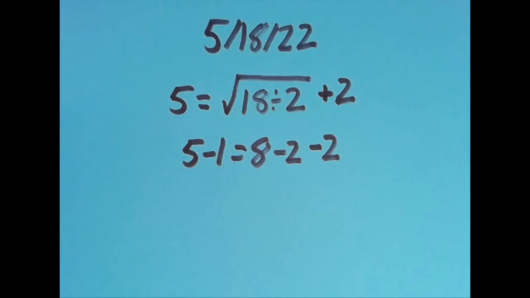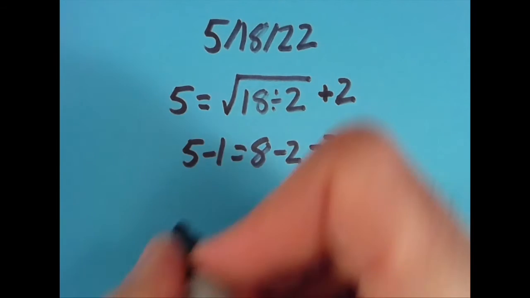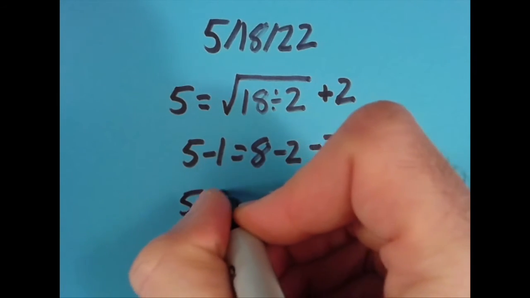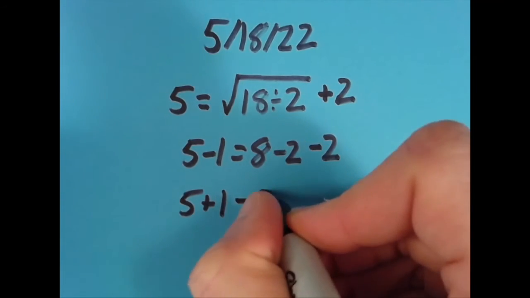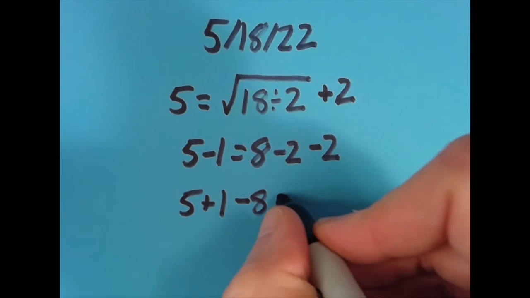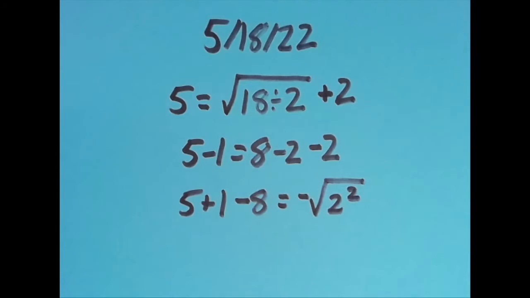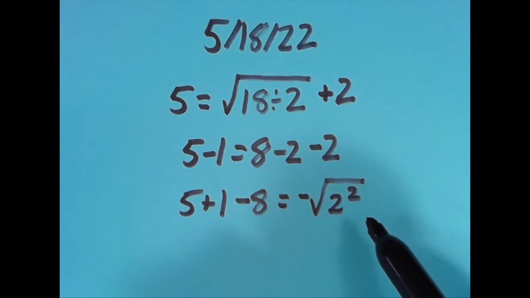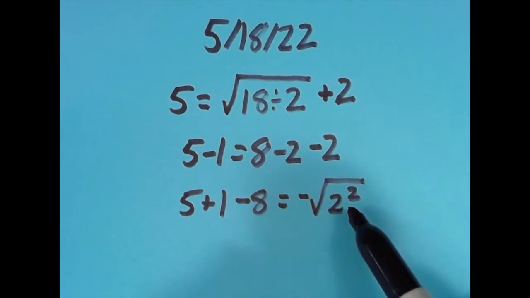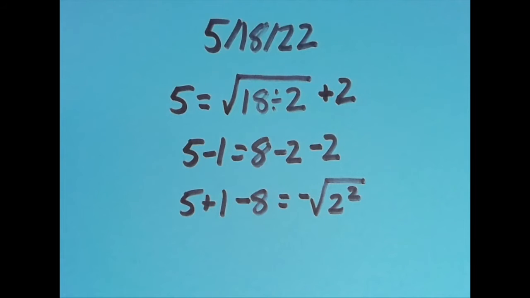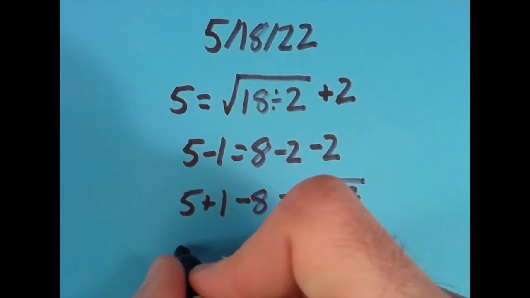Anyway, I tried again with the equal sign between the 8 and the 2. And here I said that 5 plus 1, which is 6, minus 8, which is negative 2, is equal to the negative of the square root of 2 squared. So 2 squared is 4, the square root of 4 is 2, so we have negative 2 on the right and the left.